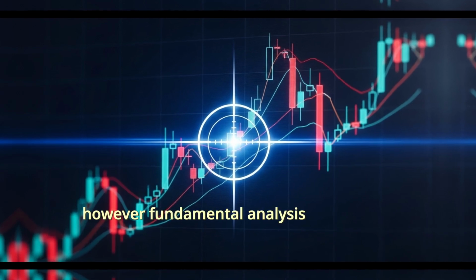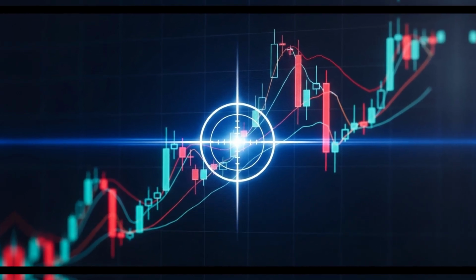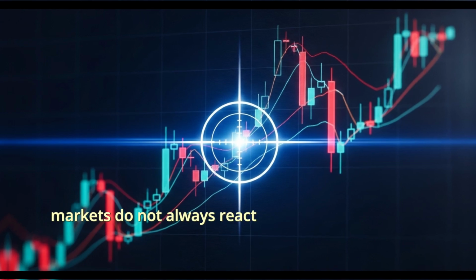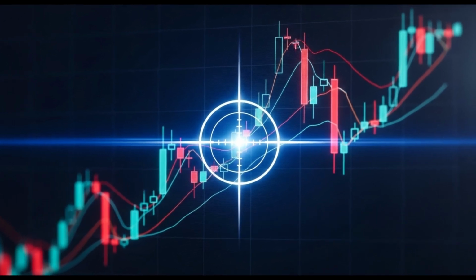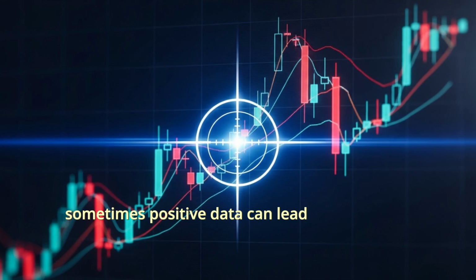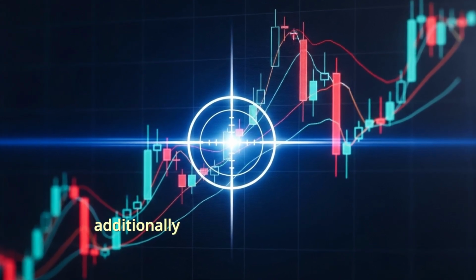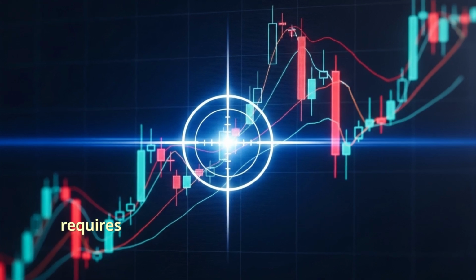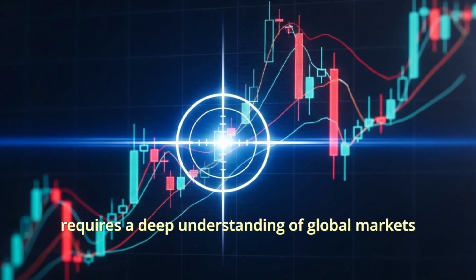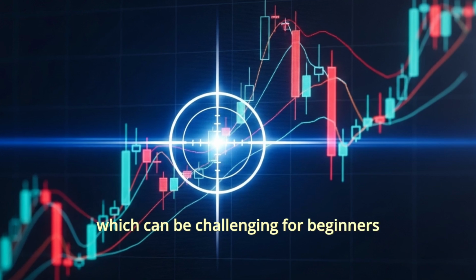However, fundamental analysis also has its drawbacks. Markets do not always react to news in predictable ways. Sometimes positive data can lead to a currency decline if expectations were even higher. Additionally, interpreting economic data requires a deep understanding of global markets, which can be challenging for beginners.